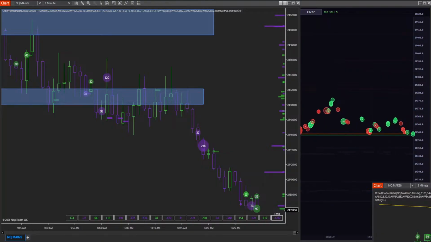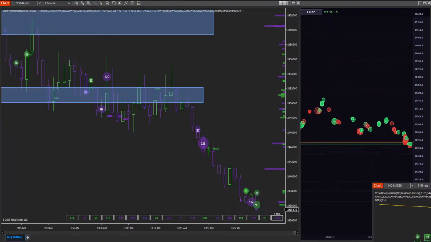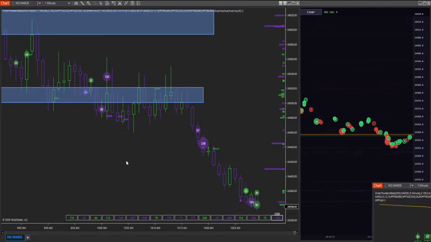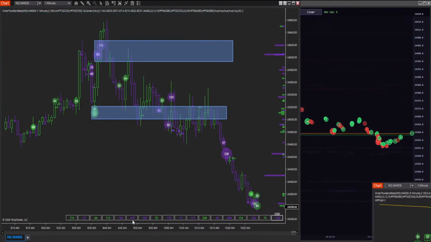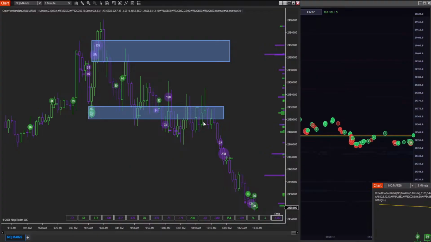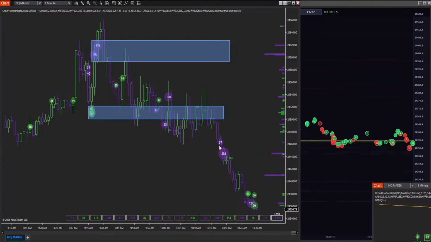Let's think about this. If you're in this trade right here, so auction market theory again, searching for value, balance market up here. It's searching for value. The value of the NASDAQ is down right up in here. What could happen is we could consolidate. It's 10:30. We can consolidate for a few minutes. We could consolidate for an hour.